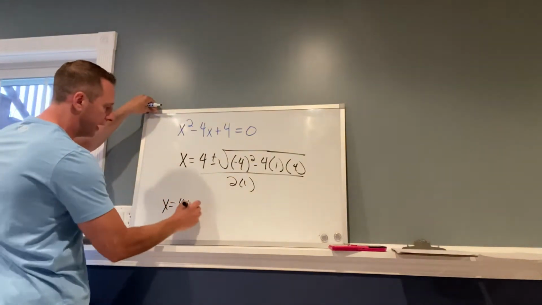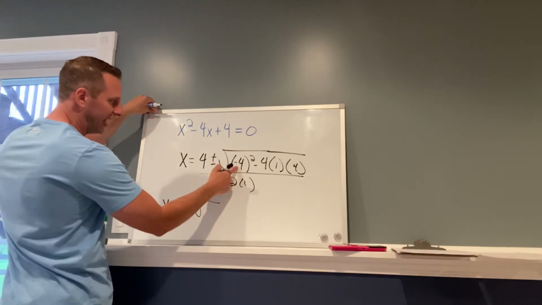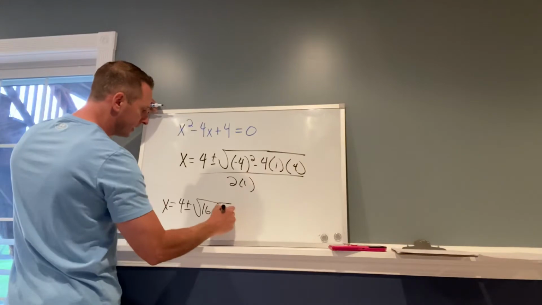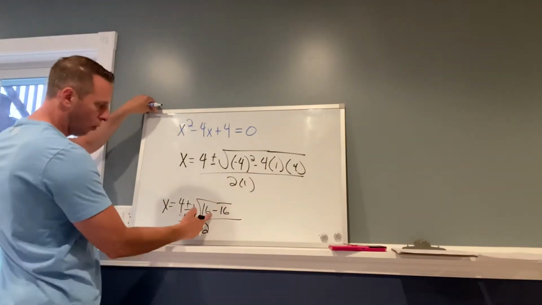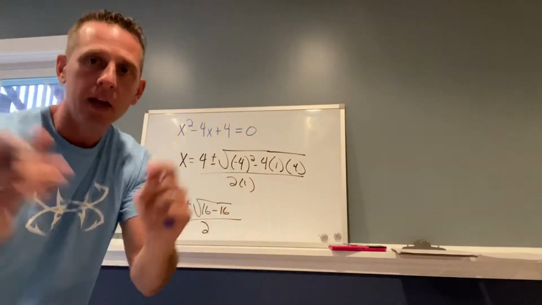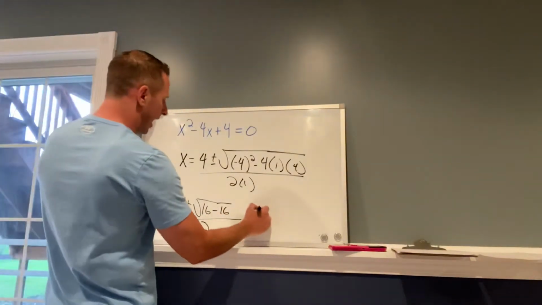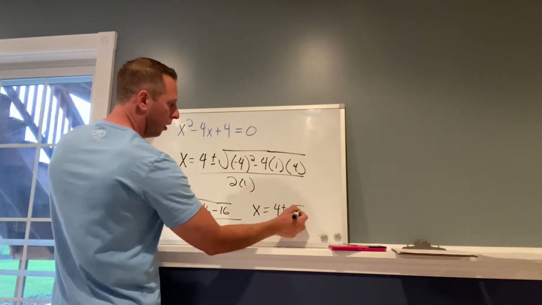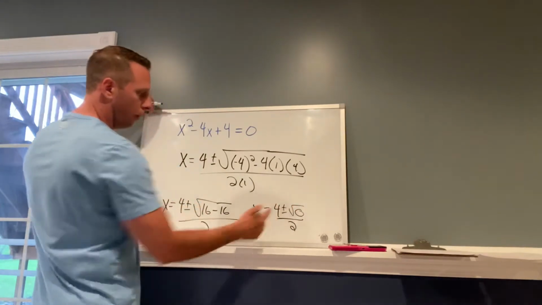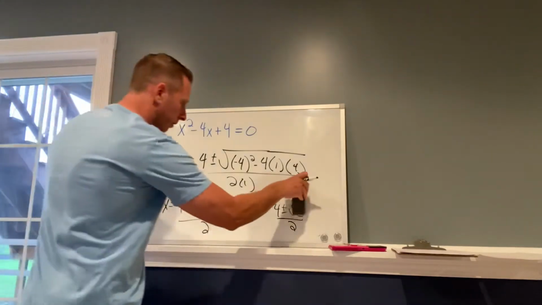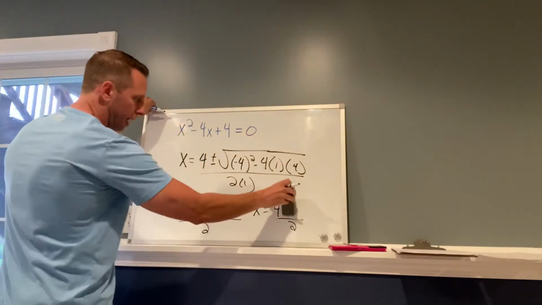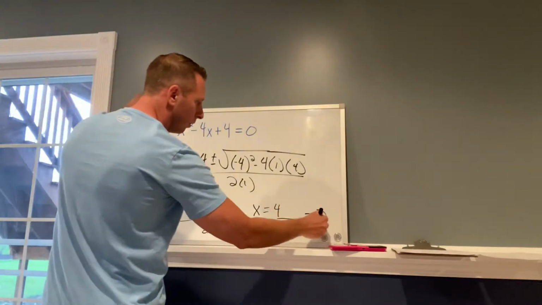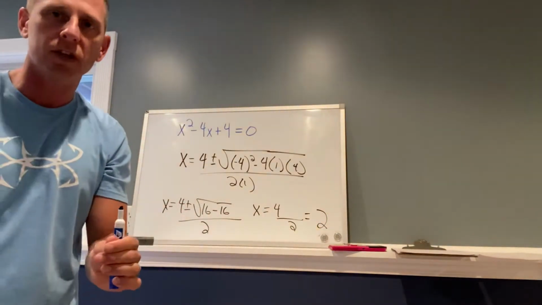4 plus or minus the square root of 16 minus 16, all over 2. What's 16 minus 16? 0. So we're going to get x equals 4 plus or minus the square root of 0 over 2. What's the square root of 0? 0. It's not even there. We don't even need that plus or minus anymore. It's just 4 divided by 2, which equals 2, which is the answer we just saw.